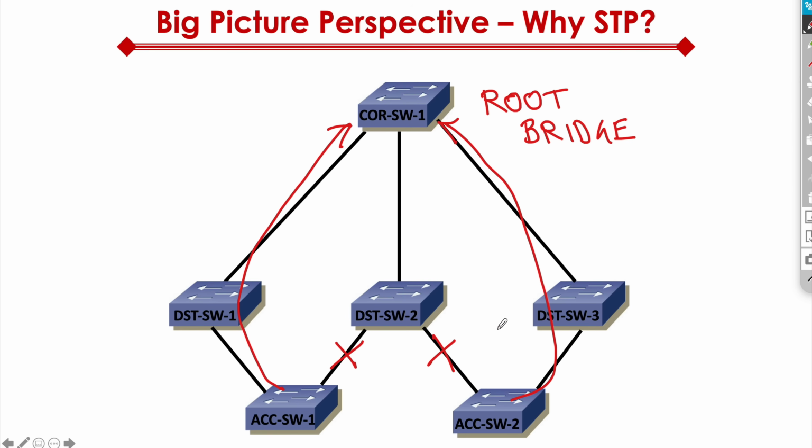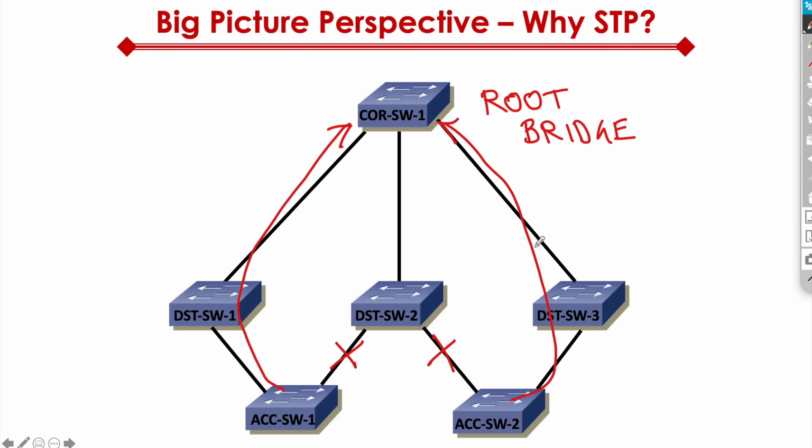So the idea is that we always want to have a single path toward the root bridge, and this inherently helps us avoid loops because we're only going in one direction and there is no opportunity for the same frame to boomerang or loop back around to us. So that's the whole idea of STP. We have this root bridge and everybody gravitates towards it, and it becomes the center of the universe for our STP domain.